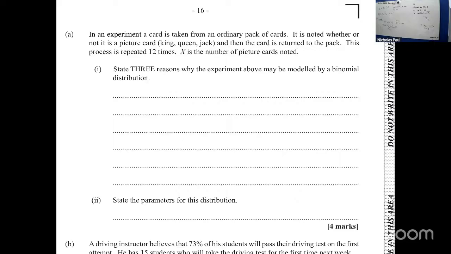So 3 reasons why it is binomial. Number one, n is finite. Is there a success or failure? Yes. A success is obtaining a picture card, a failure is obtaining a non-picture card. Could a probability be calculated for getting a picture card? Yes. And of course, if you can calculate p, you can calculate q. So you have to give those 2 reasons.